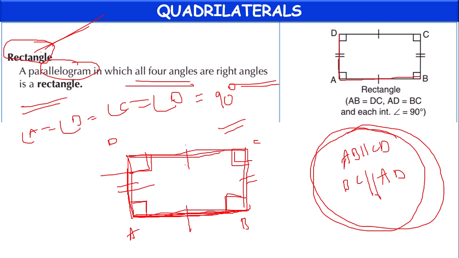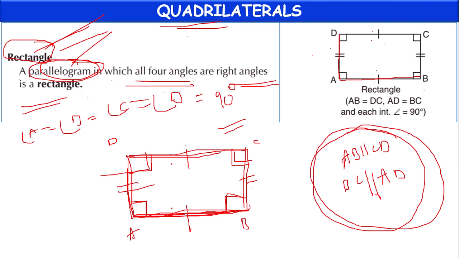So if we tell parallelogram, no need to mention opposite sides are parallel. But if we tell rectangle is a type of quadrilateral, then we have to mention opposite sides are parallel. So that's why we are naming it as a parallelogram. So rectangle is a parallelogram in which all four angles are right angles. Or rectangle is a kind of quadrilateral in which opposite sides are parallel and all angles are right angles. Like that also we can tell.